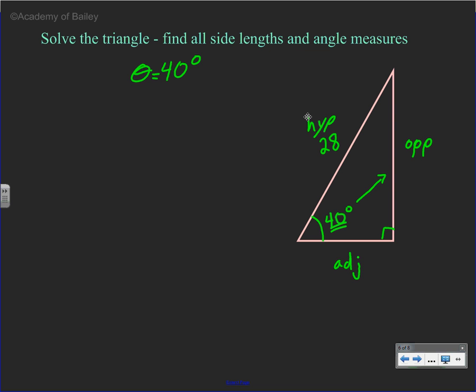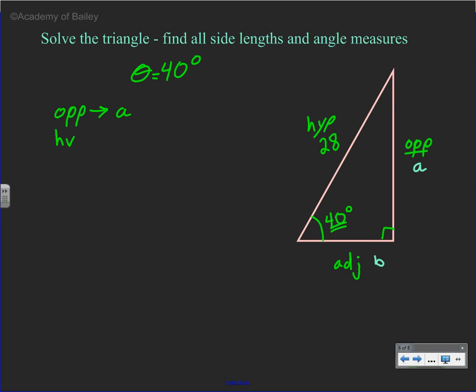I always get stuck in the habit of using X and Y, so let me use A and B this time. That way we can use some different letters. So let's go ahead and figure out, what do you want to calculate first? Do you want to calculate the opposite side or the adjacent side? Let's go with the opposite side first. So we know the opposite side is letter A.